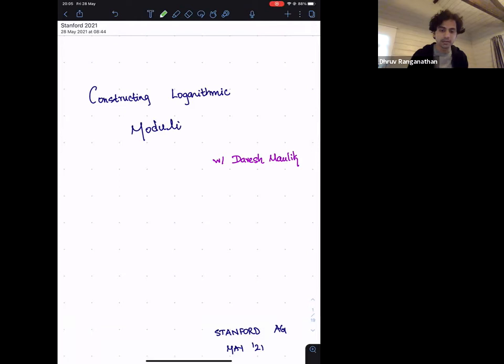And I think, particularly given that there are some people at Stanford and various other places that have been thinking about log geometry this semester, I thought it would be a nice thing to talk about.